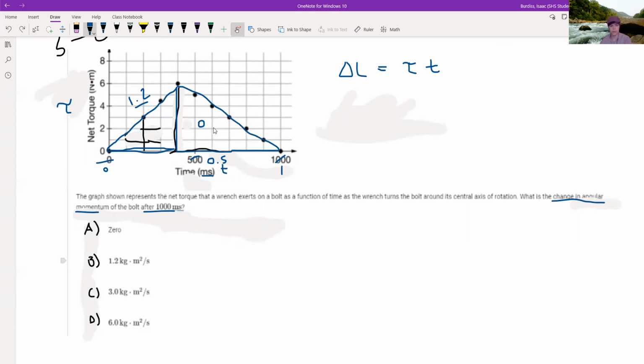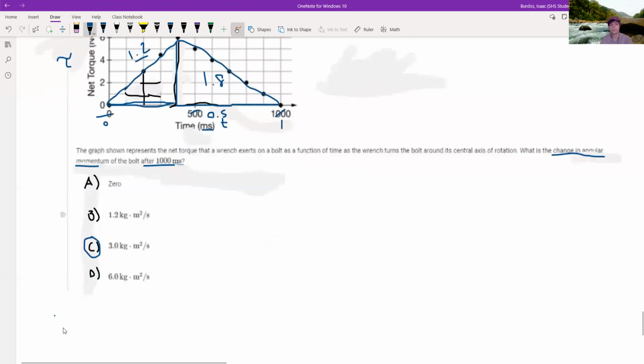6 times 0.6 divided by 2, 1.8. And you add those two things together to get 3 kilogram meters squared per second.